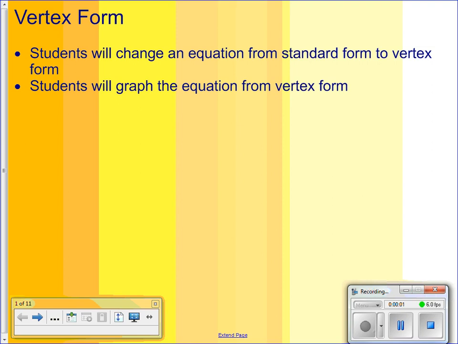In this lesson we'll be discussing vertex form. Students will be able to change an equation from standard form to vertex form and graph the equation from vertex form.